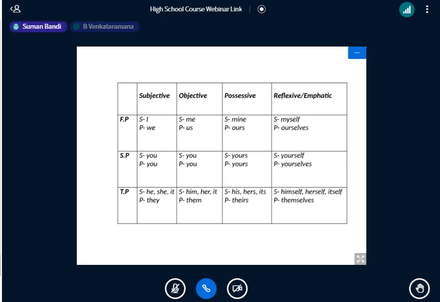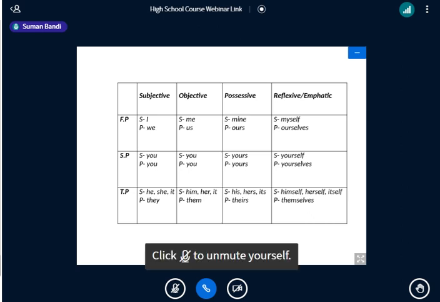So you can have a quick look at all the personal pronouns. Personal pronouns are very important, not because Suman Bandi is saying it or some other grammarian is saying it. Actually, we cannot determine a grammar item as more important or less important. The only criterion should be frequency of usage. What is more frequently used is important from a teaching point of view. That way, 90% of the time we use personal pronouns. That is why personal pronouns become very, very important.